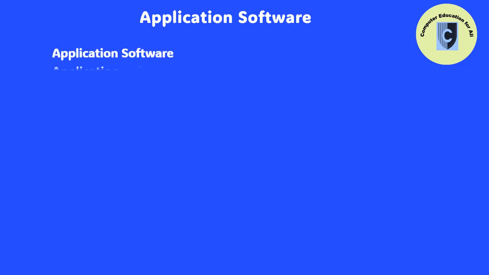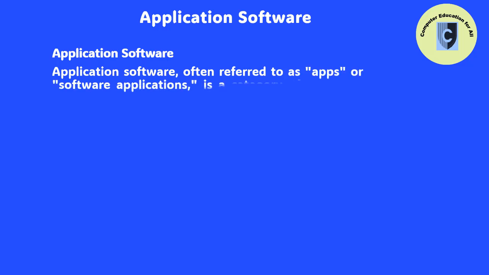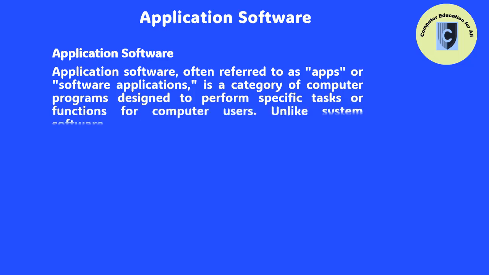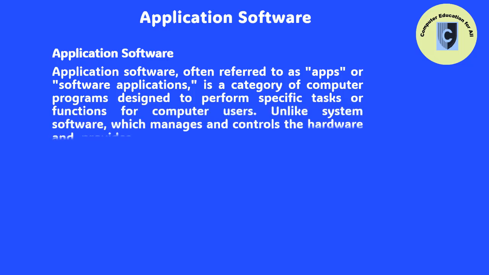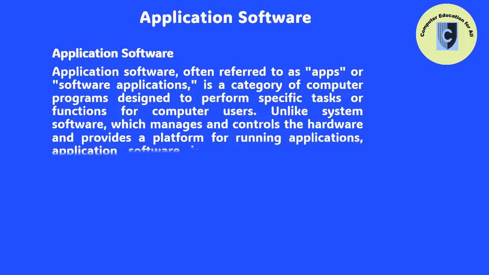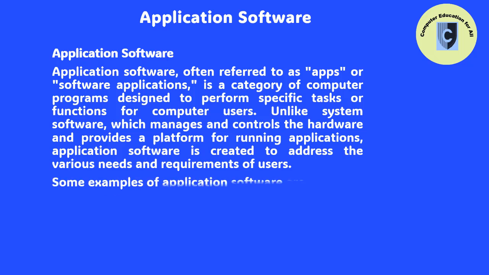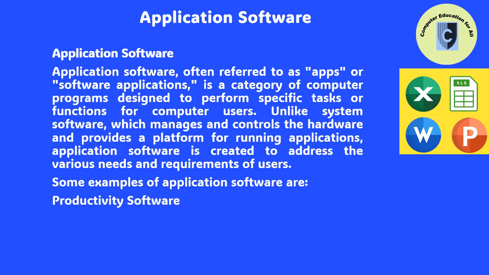Application software, often referred to as apps or software applications, is a category of computer programs designed to perform specific tasks or functions for computer users. Unlike system software, which manages and controls the hardware and provides a platform for running applications, application software is created to address the various needs and requirements of users.